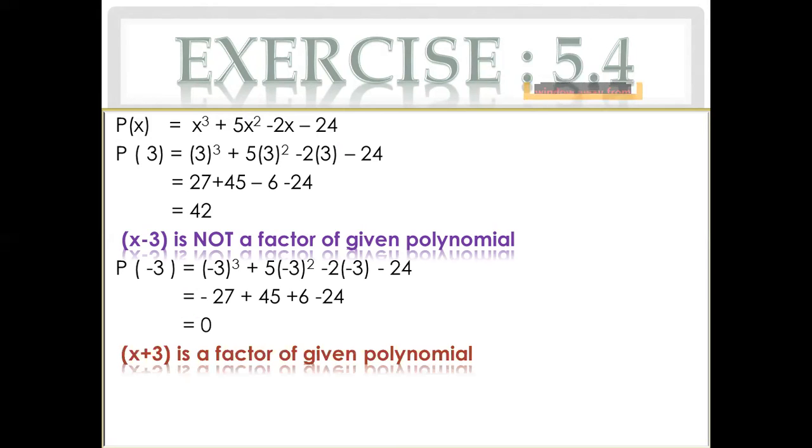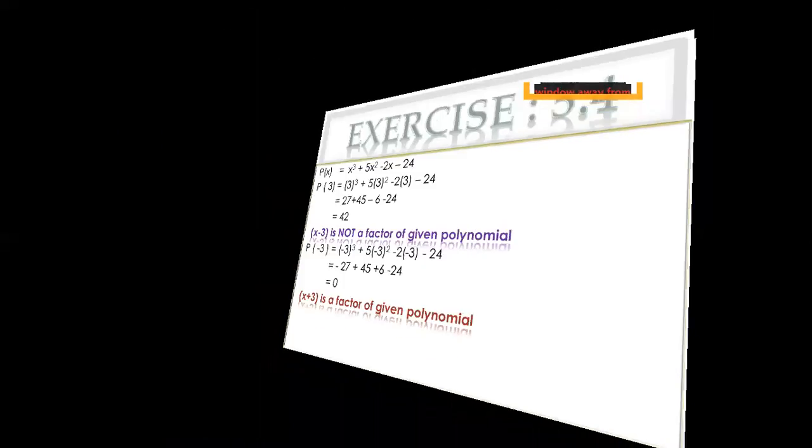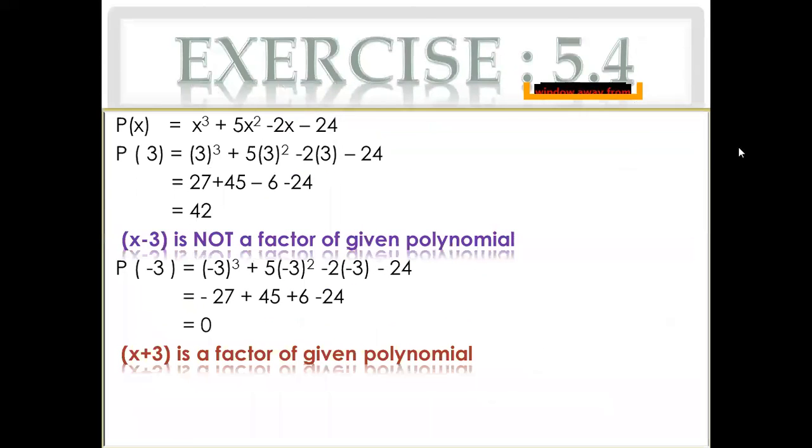Now it is the turn of minus 3. After putting in minus 3, the remainder becomes 0, and we see that x plus 3 is a factor of the given polynomial. Here we find two factors, first x minus 2 and the other one x plus 3. Now we have only one factor to find.